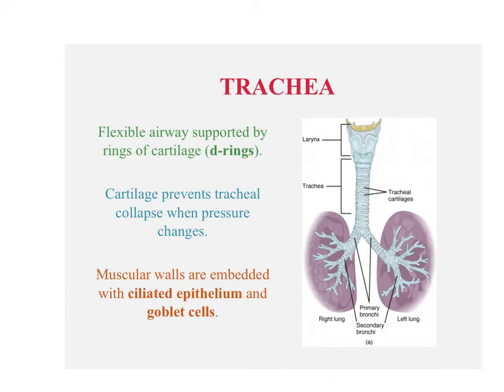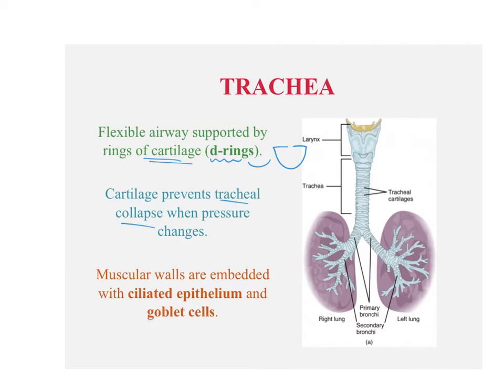Now, these are flexible airways, a bit like the tubes on a Hoover, that are supported by rings of cartilage. Okay, and we can say that those cartilage rings are also called D rings because, surprisingly, they look like a D shape. And you can feel them if you put your finger or your thumb on your throat and you just rub your hand up and down. You can feel those D rings of cartilage. And that cartilage is there to prevent tracheal collapse. So if you're breathing in or breathing out, the cartilage is still holding the trachea open.